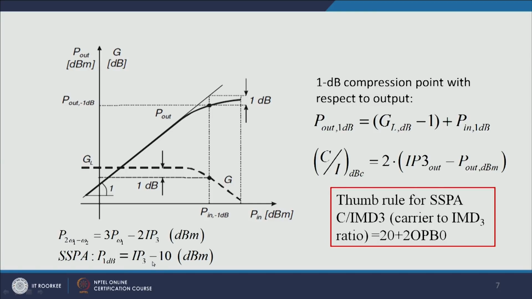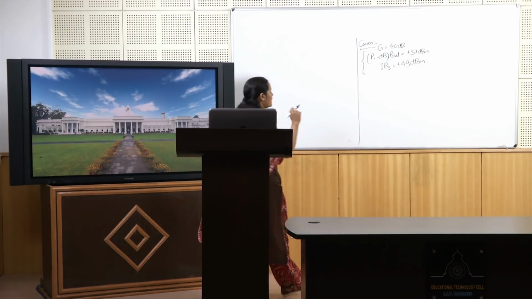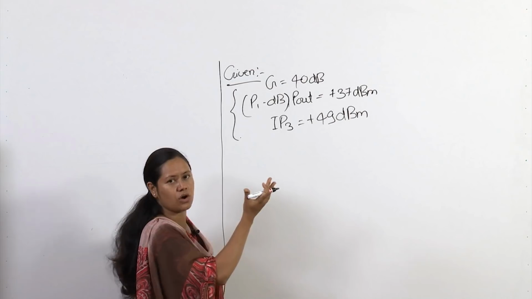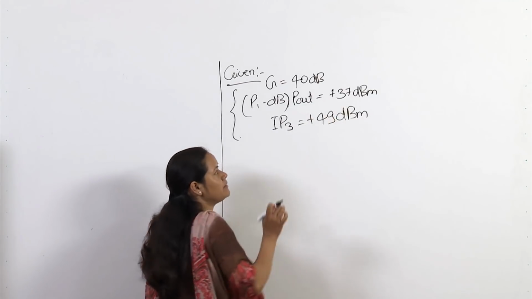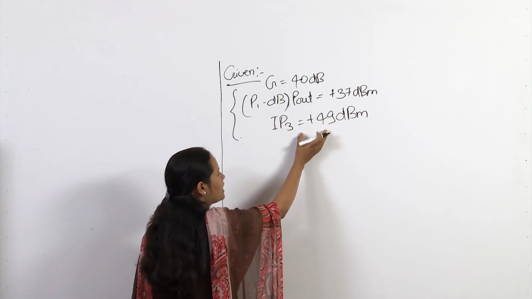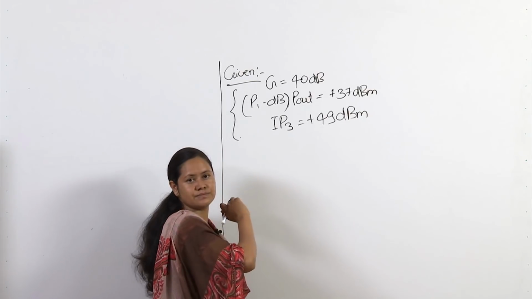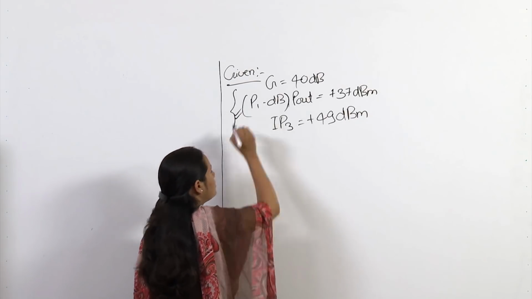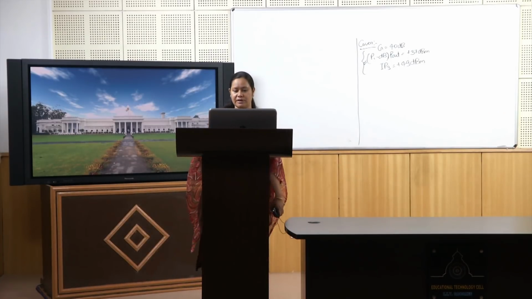So, if we know the IP3, we can calculate our P1 dB from here, but in this case we know both of them, we know our IP3 and we know our P1 dB. If we see here, it is holding that relation almost. 49 minus 10 will be 39, which is near to the plus 37 dBm. So, in a case when you are not given this value, you can calculate the approximate P1 dB point for the SSPA from the given value. Again it is an approximate calculation, but it gives you an idea to select your power amplifier.